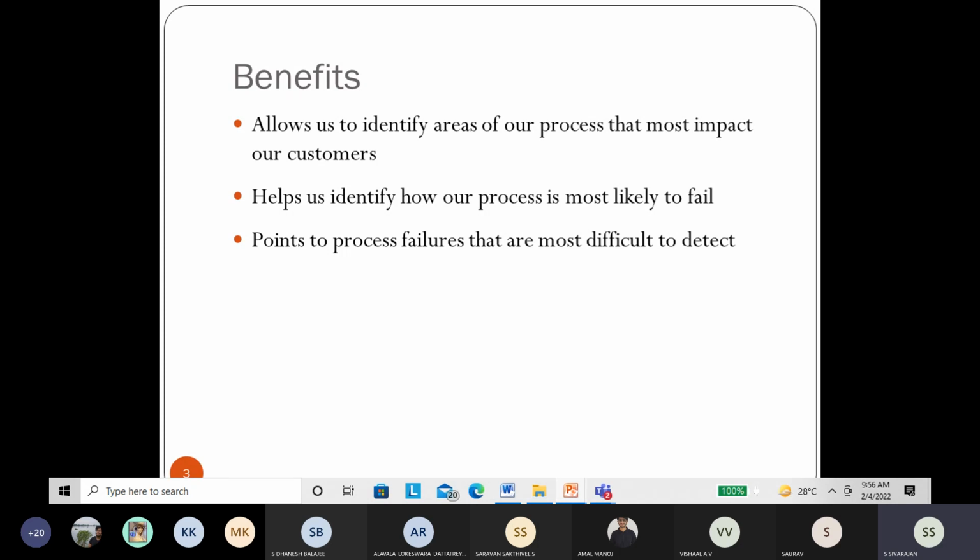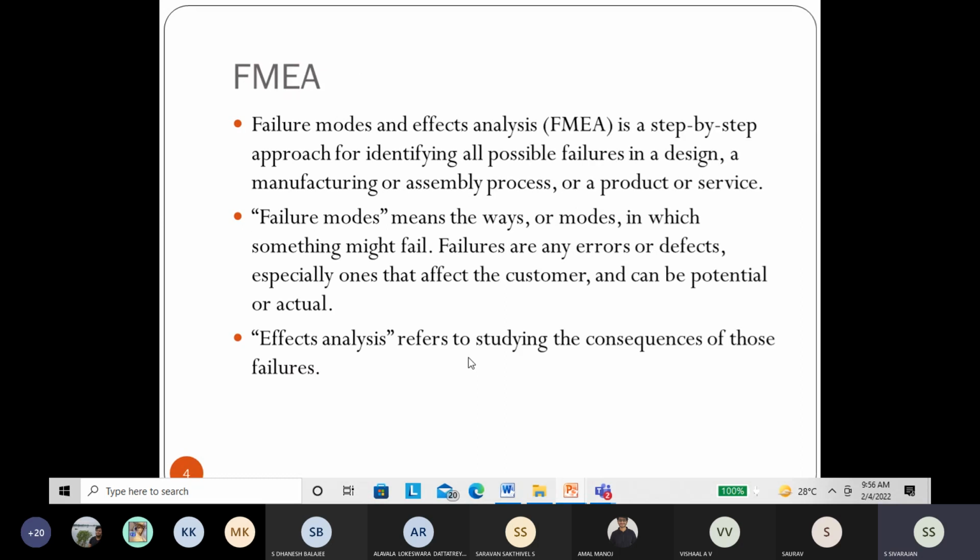Same way, occurrences. Frequently occurring means you give a high ranking, 10. If the frequency is not there, then it's not a problem. So very rarely that type of failure mode is taking place, you have to give 1. So that way, these three, severity, detection, and frequency of occurrence, we have to find out.